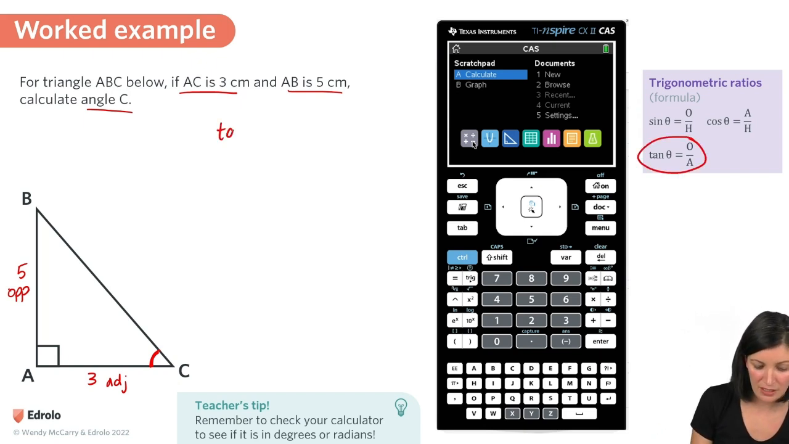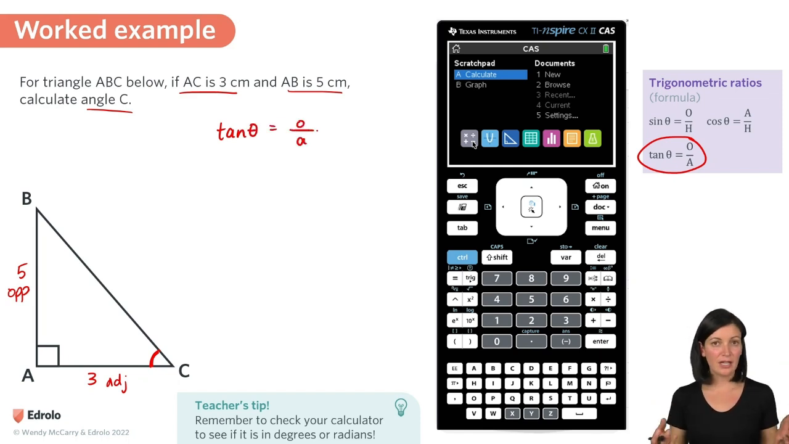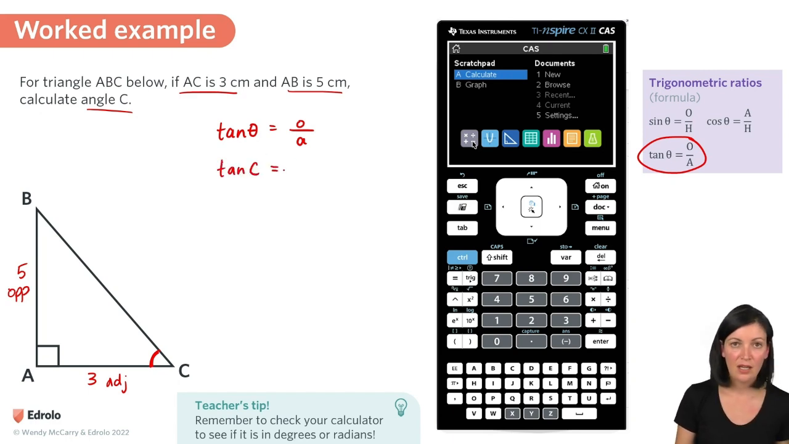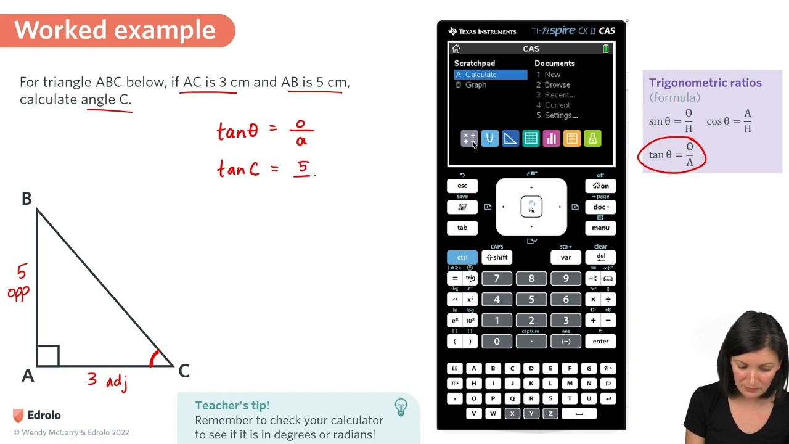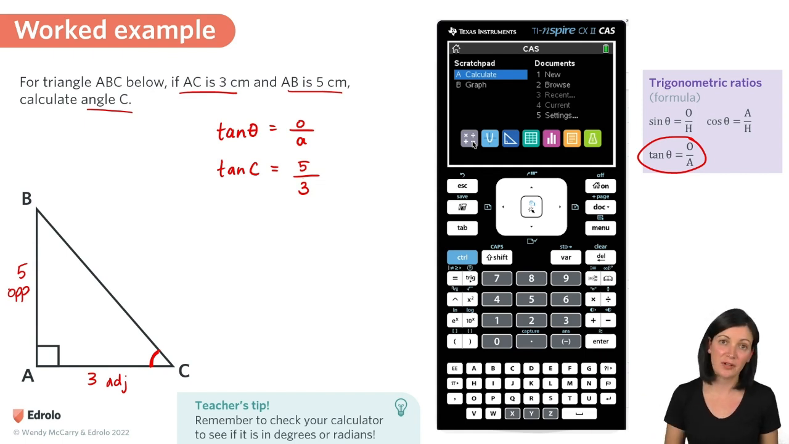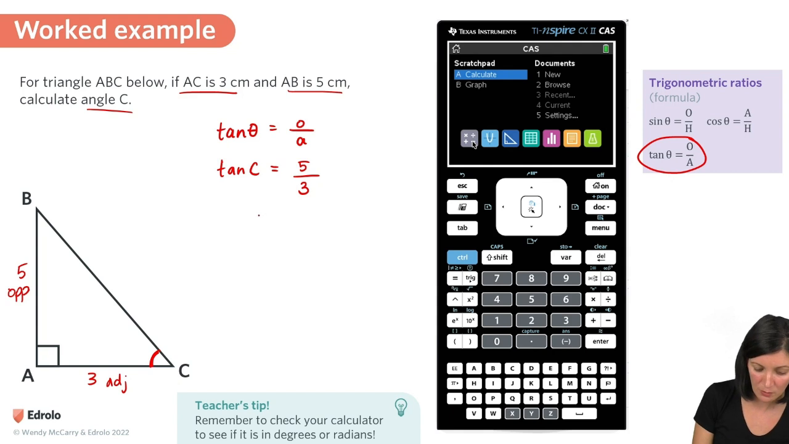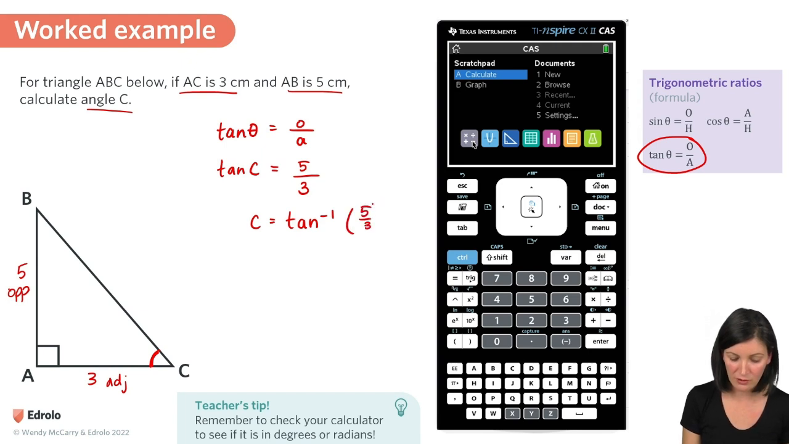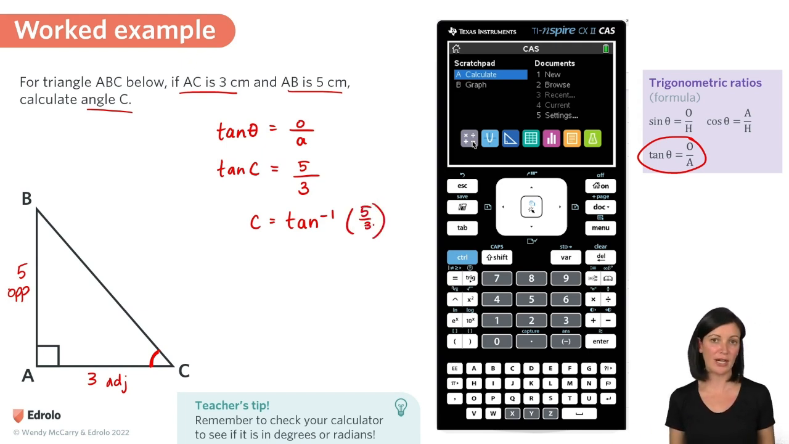Okay, so let's write that down. Tan of theta is opposite over adjacent. And then let's fill in what we know. Theta in this case is angle C. Opposite was 5, and adjacent is 3. Now to solve for an angle, we need to use the inverse trig ratio, and the way we'll write that is like this: C is equal to the inverse tan of 5 over 3. Then we can put that straight into our calculators to work out angle C.